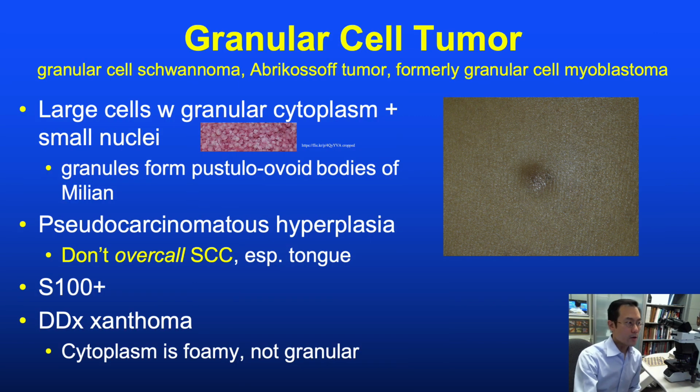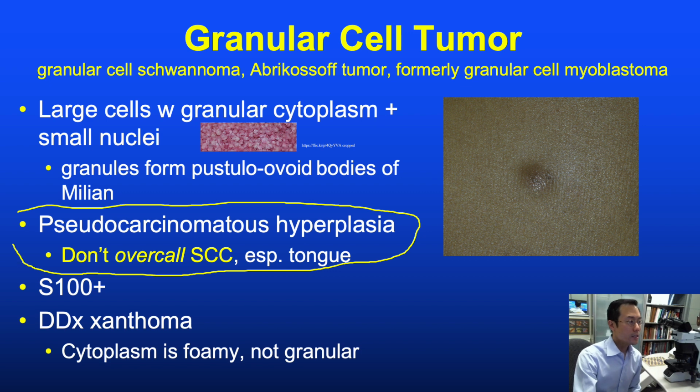Another aspect about granular cell tumor that is highly clinically relevant is the predilection for pseudocarcinomatous epithelial hyperplasia. So these lesions can occur anywhere, but the tongue is an especially common site. So in superficial skin biopsies, there is a risk of overcalling pseudocarcinomatous hyperplasia as a squamous cell carcinoma if one does not appreciate the granular cells at the base of the superficial biopsy.